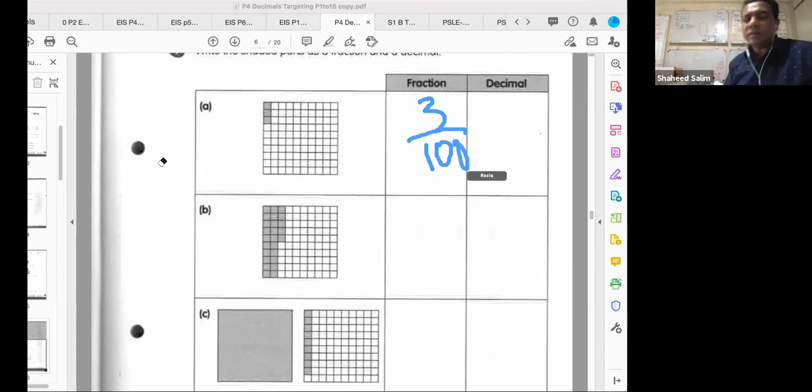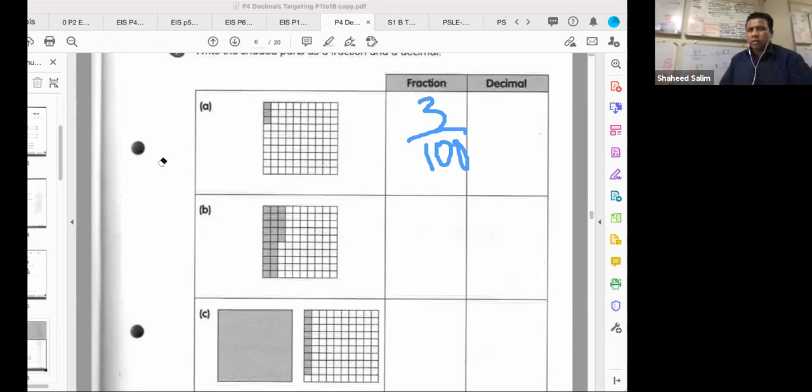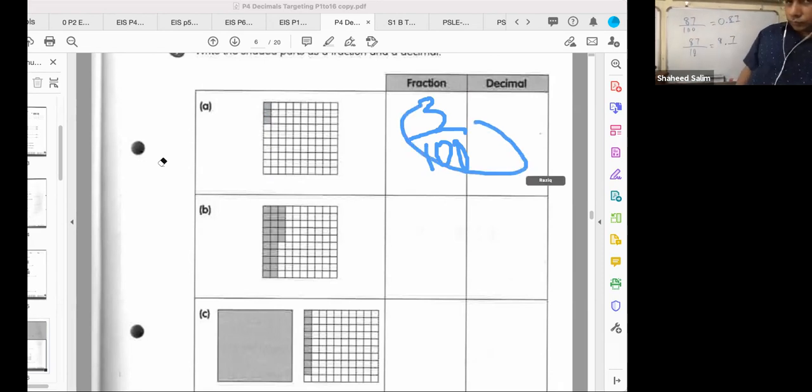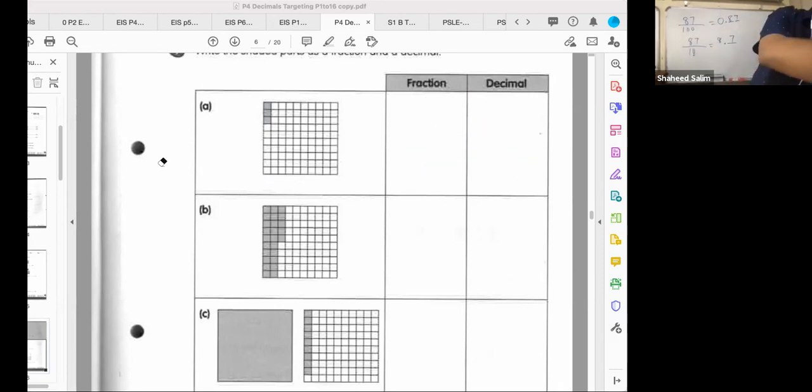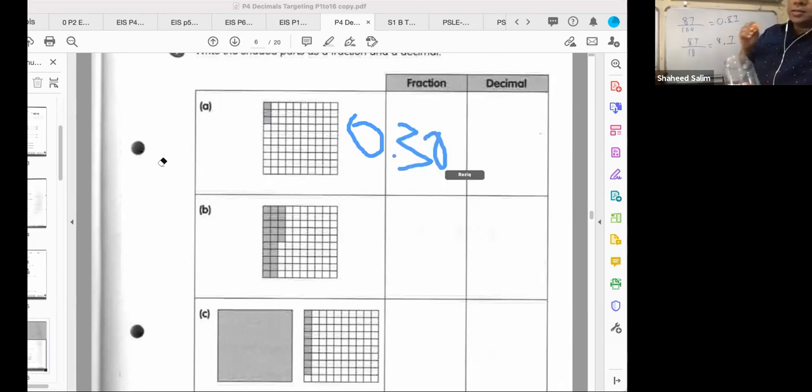Good. So what's the decimal for this? Remember I showed you how to do that, yeah? If you forgot, can you see my screen? You know how to do this one, right? 2 zeros, 2 spaces. Okay, what's the decimal? 3 over 100. What's the decimal? That's 3 tenths. No, that's 30/100.